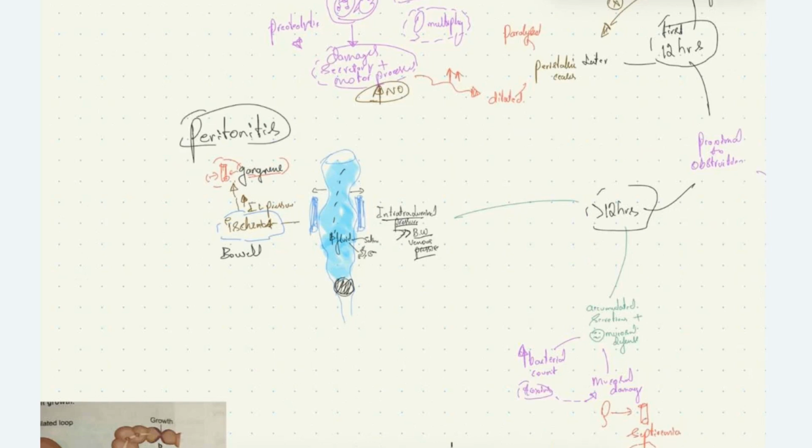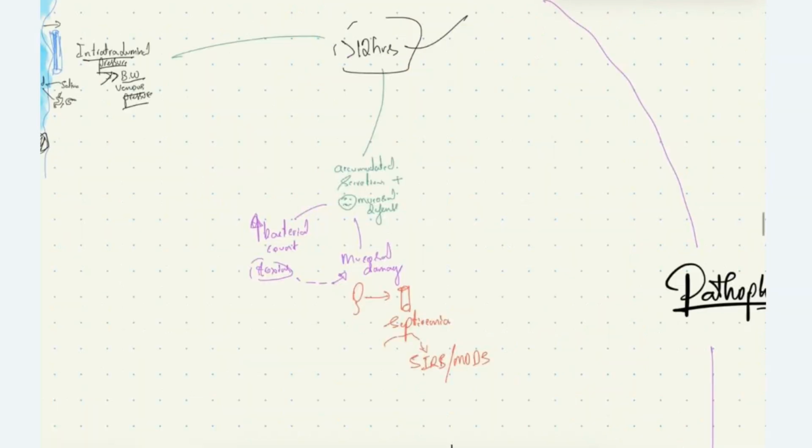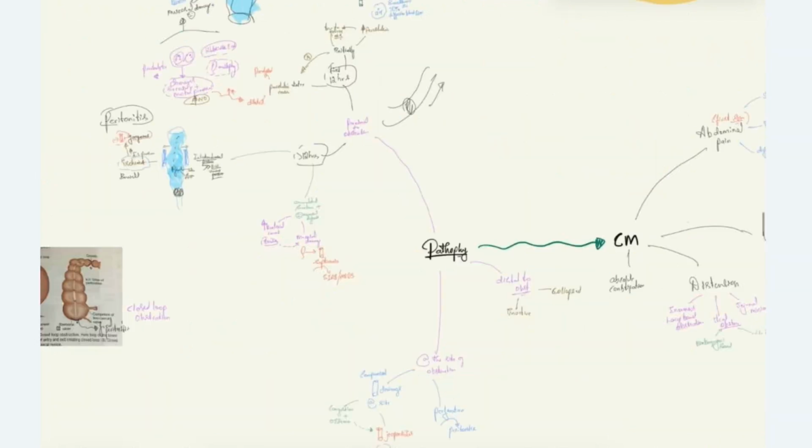Along with this, the accumulated secretions along with impaired mucosal defense will cause increased bacterial proliferation. As I already told, this will secrete toxins inside the lumen of the gut. Since the mucosa has already been damaged, the bacteria get easy access to the systemic circulation. There will be septicemia followed by systemic inflammatory response syndrome and multi-organ dysfunction syndrome. This is about the pathophysiological changes occurring proximal to the level of obstruction.